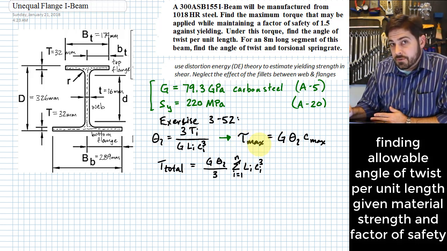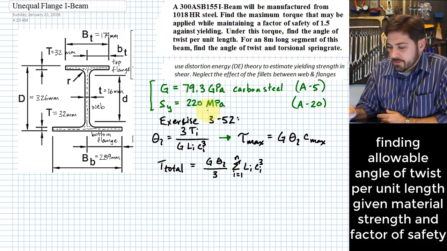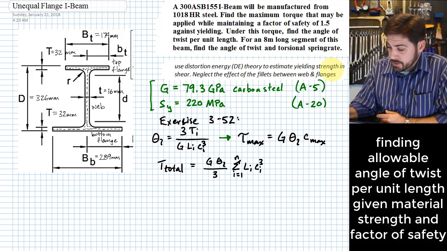We want to define yielding as the criteria that is failure for this cross section, and this yielding strength that we have right here is in a normal orientation. This is where we have to use this assumption that's handed to us in the problem: use distortion energy theory to estimate yielding strength in shear. Because we have it in a normal orientation, we want it in shear.